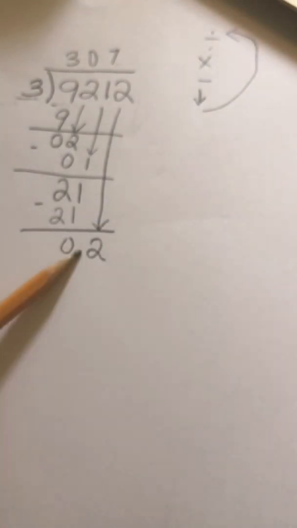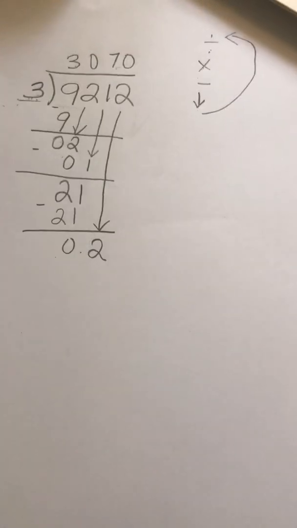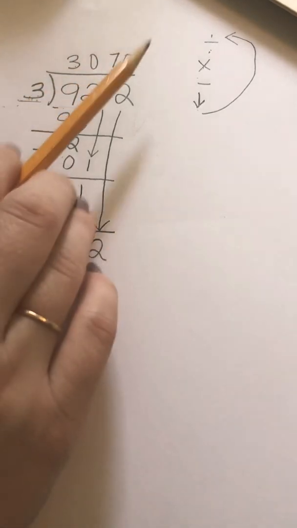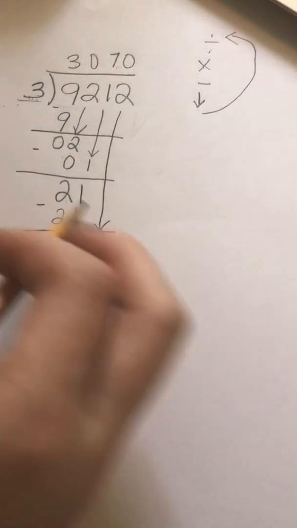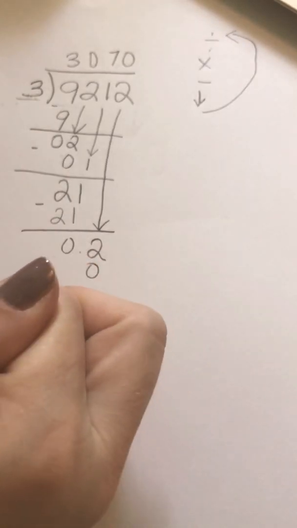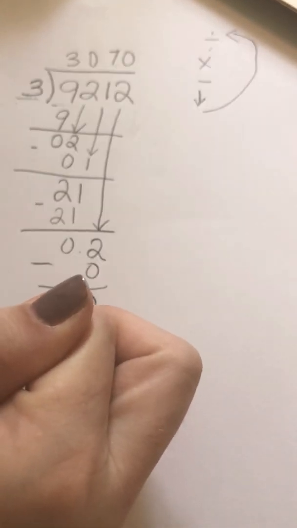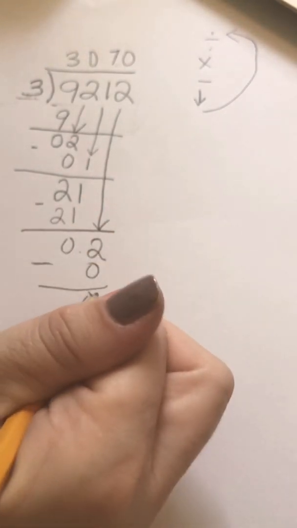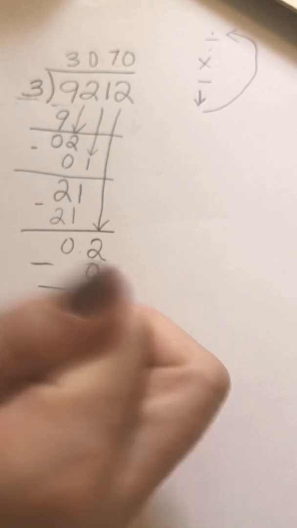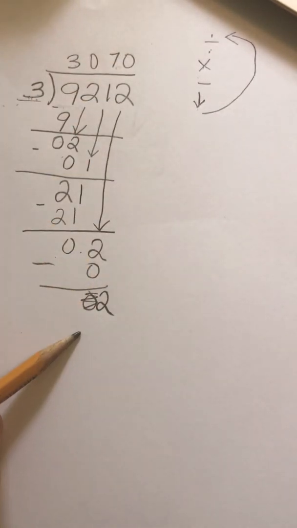Does 3 go into 2? It does not. So I put the 0 up there. Okay. Now 3 times 0, 0. So I put the 0 here. And I subtract. I have nothing left to bring down. Oh, I'm sorry, this is not a 0, this is a 2. I have nothing left to bring down here, so my remainder is 2.